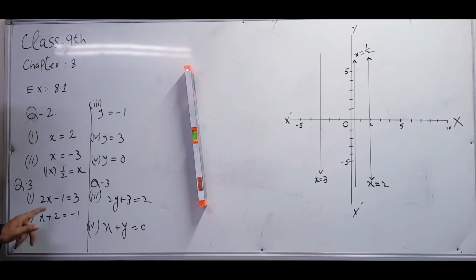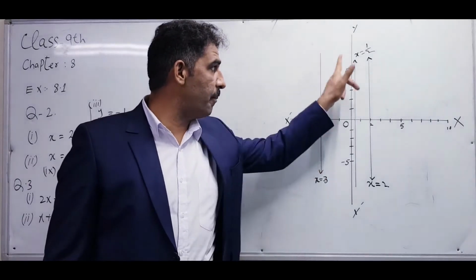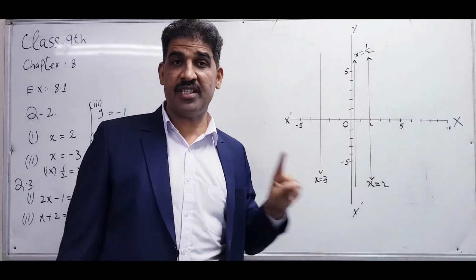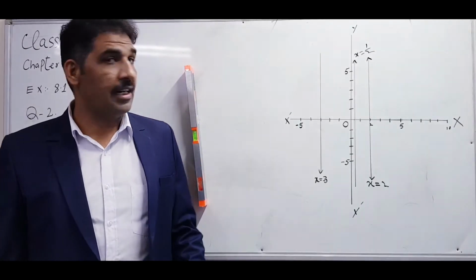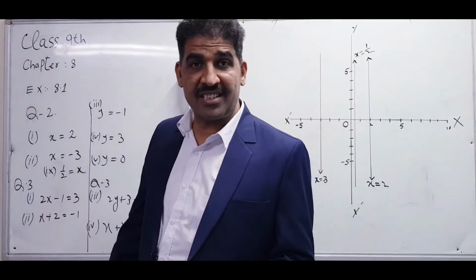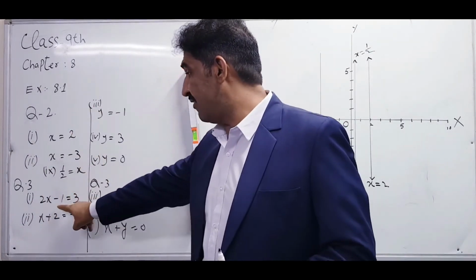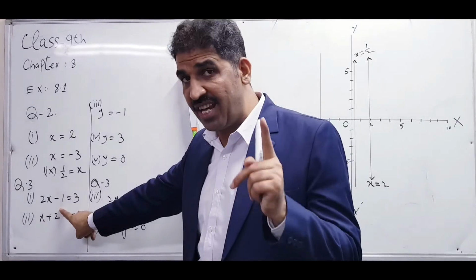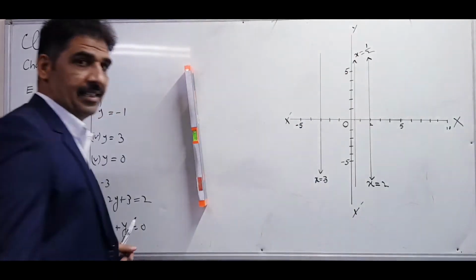No. In question number 3, you check one thing: the line of x is parallel to the y axis. In question number 3, he is just asking to find out whether the line is parallel to the x axis or the y axis. Keep one thing in your mind: whenever only the x variable is involved, the line is parallel to the y axis.